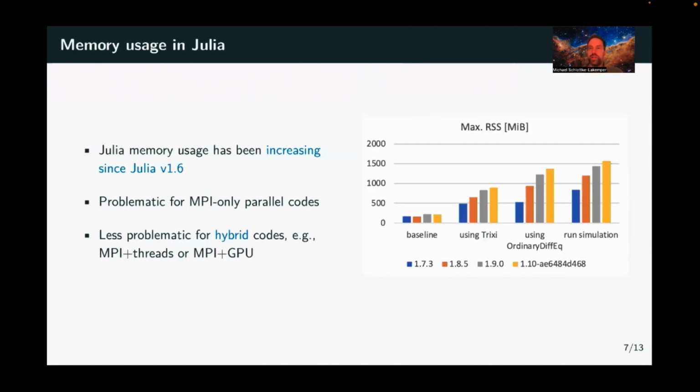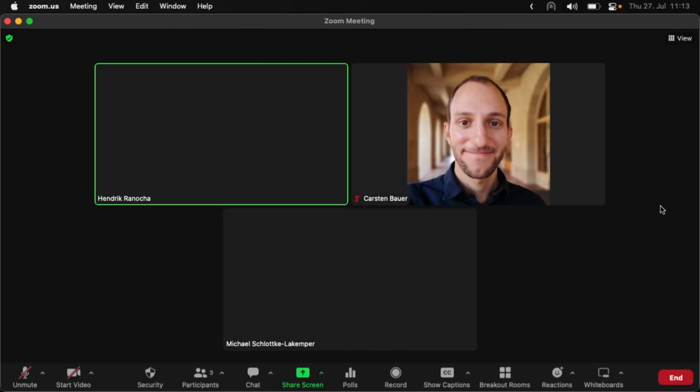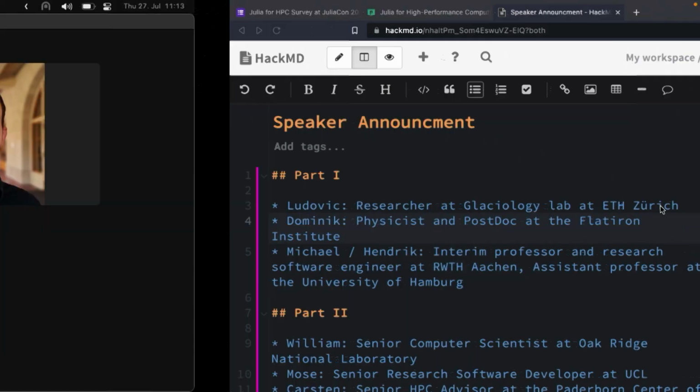Before we started with the parallel scaling experiment, we had one thing in mind, and that is the memory usage in Julia. We've noticed that the Julia memory usage has been increasing since Julia 1.6. With each new Julia release, the memory usage goes up. This is a plot for the maximum resident set size after certain operations done in Julia and for different versions of Julia. We're looking at 1.7, 1.8, 1.9, and a pre-release version of 1.10. Disclaimer: with the final 1.10, the numbers will be different and probably a little bit better, but this was when we did this.